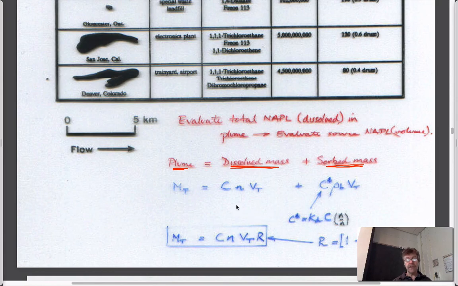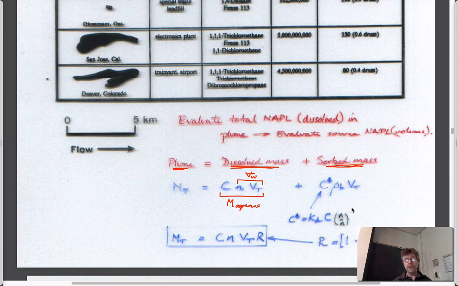And so we've just done the calculation for the amount that's present in solution. Volume of the plume, the porosity, so this is the volume of water. The concentration multiplied by the volume of water gives you the mass, which is aqueous. Mass aqueous. So we want to figure out what the other part is.